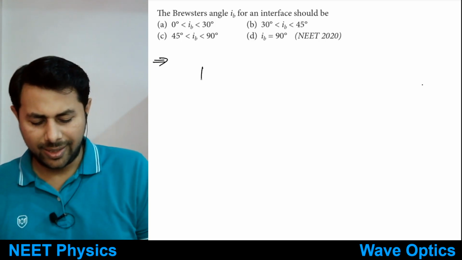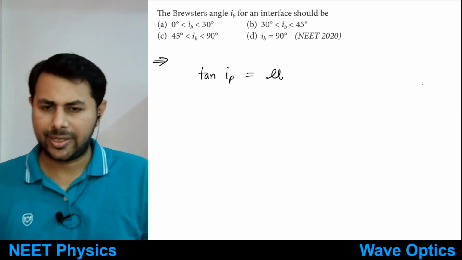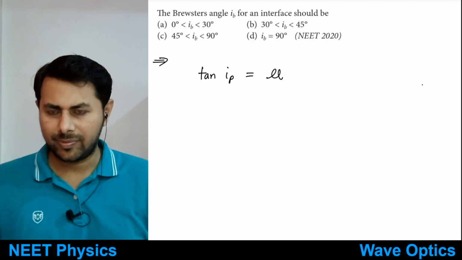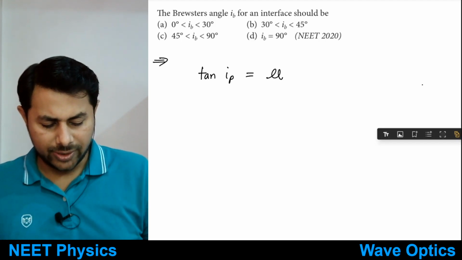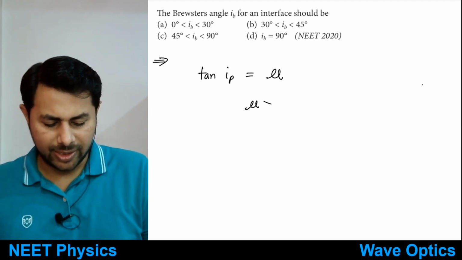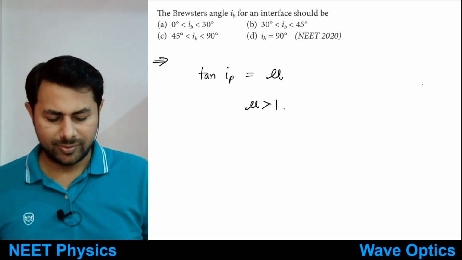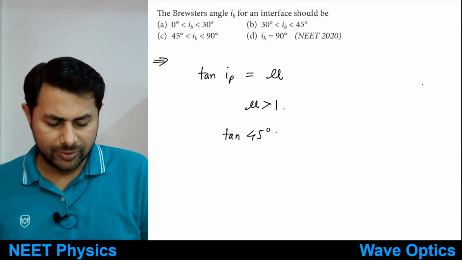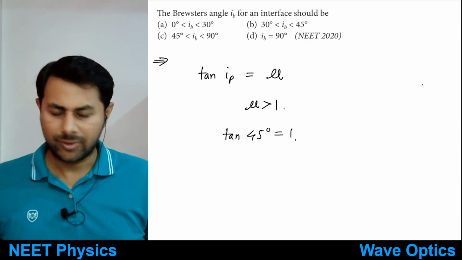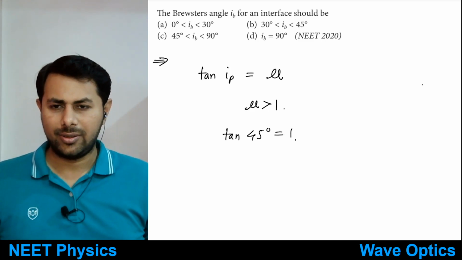So you have tan of IP equal to what? The refractive index of denser medium with respect to rarer medium, right? And you know that this refractive index must be greater than 1. So tan of which angle is 1? We know tan of 45 degrees is equal to 1. And the value of tan goes on increasing from there, right?